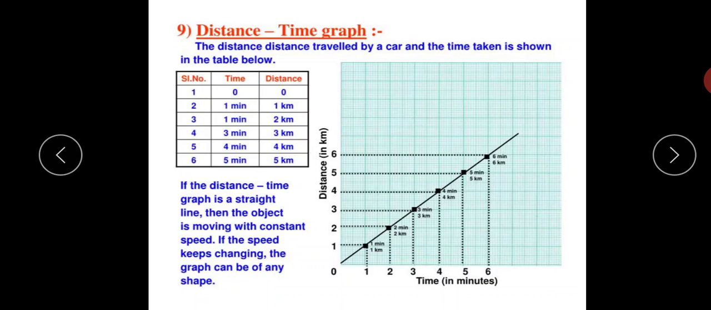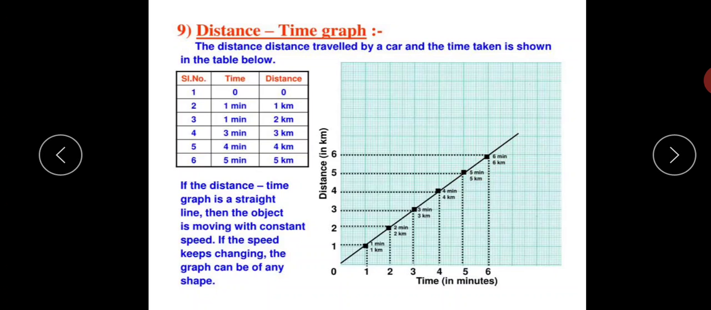Before that, when this type of graph is plotted, what is the result? If the distance time graph is a straight line, then the object is moving with constant speed. If the speed keeps changing, the graph can be in any shape. That is, if this is a straight line, then we can say the speed is constant.